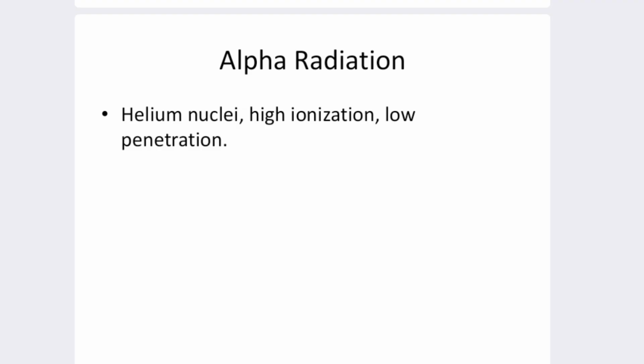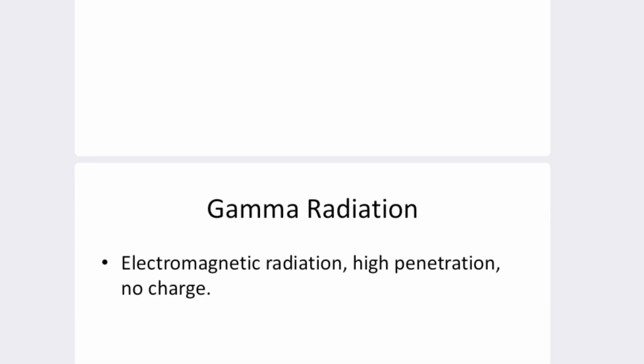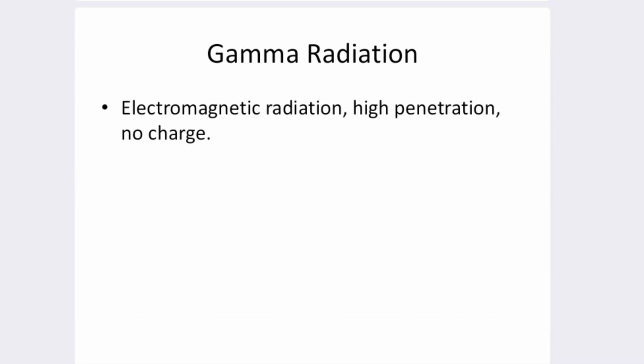Next is alpha radiation. Alpha radiations are helium nuclei with high ionization and low penetrating power in comparison with beta radiation and gamma radiation. Next is beta radiation. Beta radiations are fast electrons or positrons, and thus have a moderate penetrating level in comparison with alpha radiation and gamma radiation. Next is gamma radiation. Gamma radiations are electromagnetic radiation that has a high penetrating power, and it does not contain any charge.